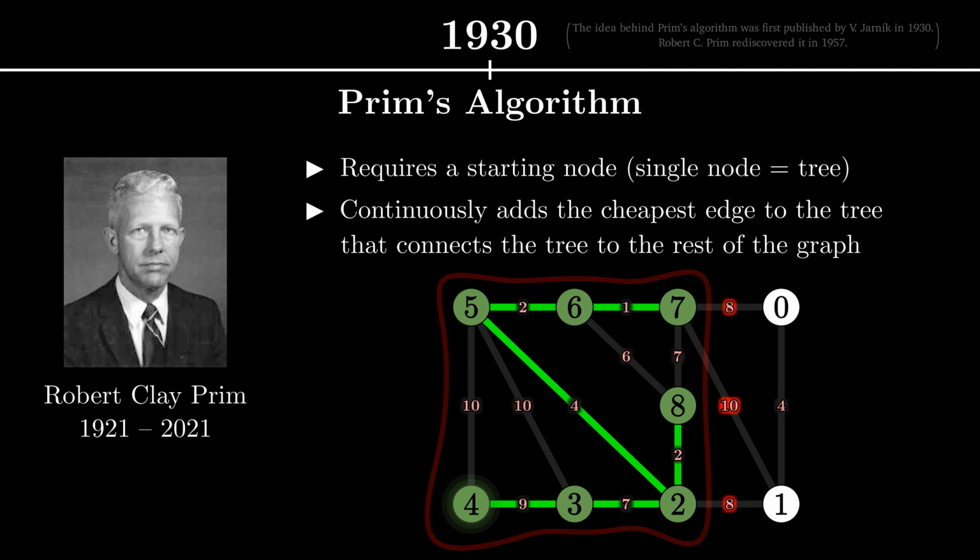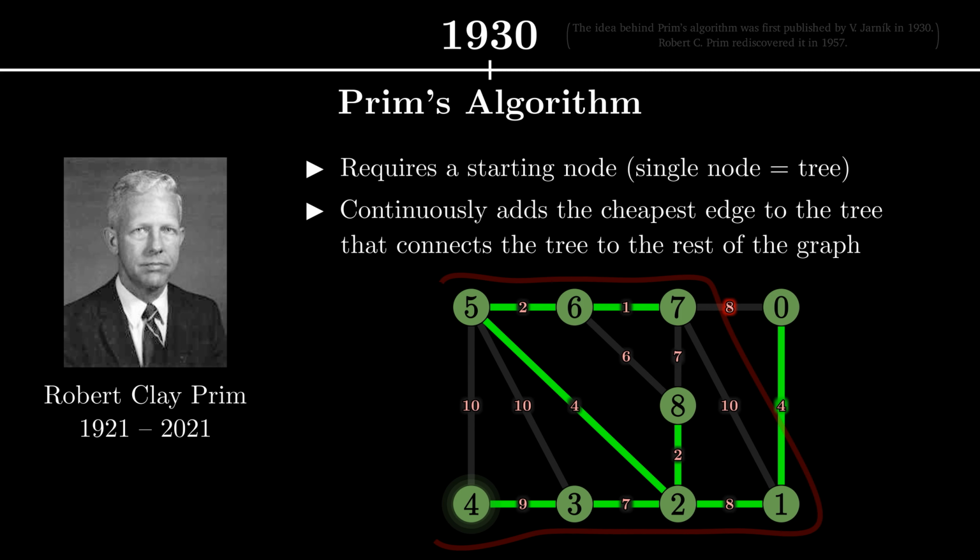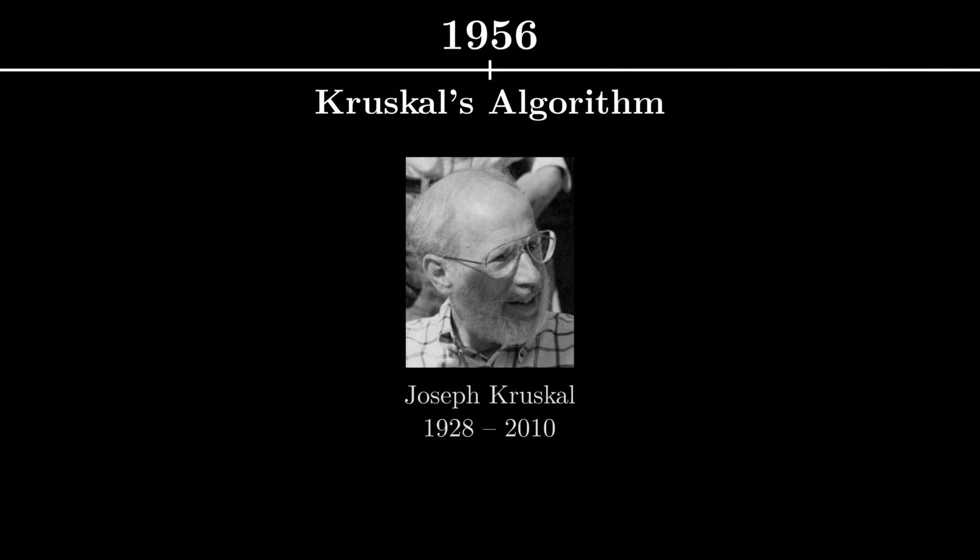Prim's algorithm starts with a tree containing one node, whose size increases during the iterative process and which will never become disconnected as in Borůvka's algorithm, or as in the next algorithm from 1956 known as Kruskal's algorithm, named after the mathematician Joseph Kruskal.